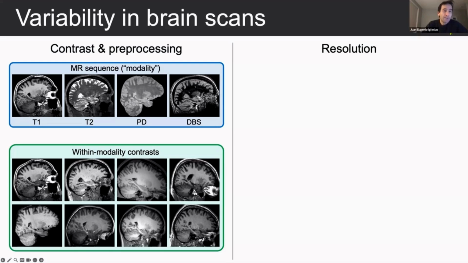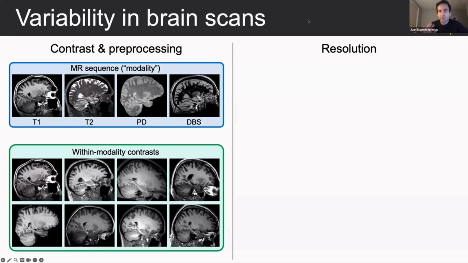You can also have different levels of pre-processing. Sometimes, for privacy reasons, we distribute skull-stripped data, like this guy over here, where you don't see the extracerebral tissue at all. And then the other axis of variation is resolution.